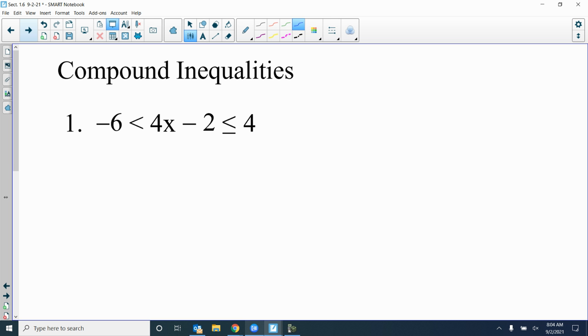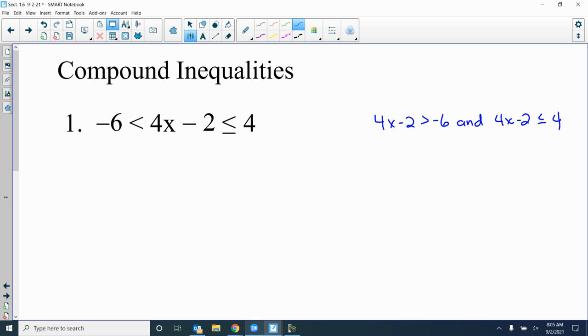Okay. I'm going to leave it like this when I solve it, but to rewrite this, I can put 4x minus 2 is greater than negative 6, and 4x minus 2 is less than or equal to 4. Okay, that can split apart. Hopefully that makes sense. So 4x minus 2 is greater than negative 6, because of how it's written. And at the same time, 4x minus 2 has to be less than or equal to 4. Now, I prefer to keep it in this format. I just want to make sure you understand that that's the same.